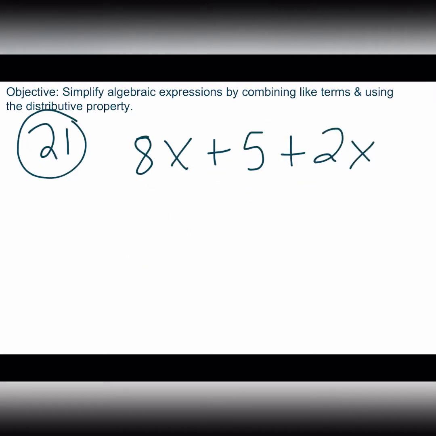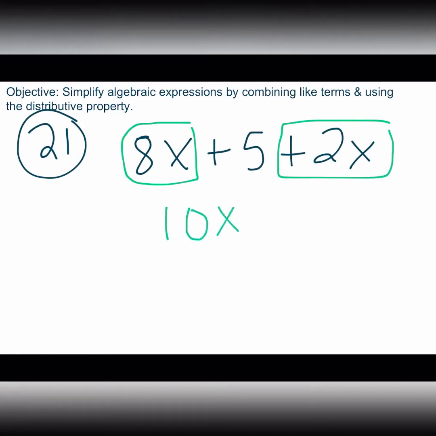Okay, the next one, we need to look at the variable part of the term. We have to see which are like terms. So we have 8x, and then we have plus 2x. 8x plus 2x is 10x. And then we're just left with plus 5. And that would be our final answer.